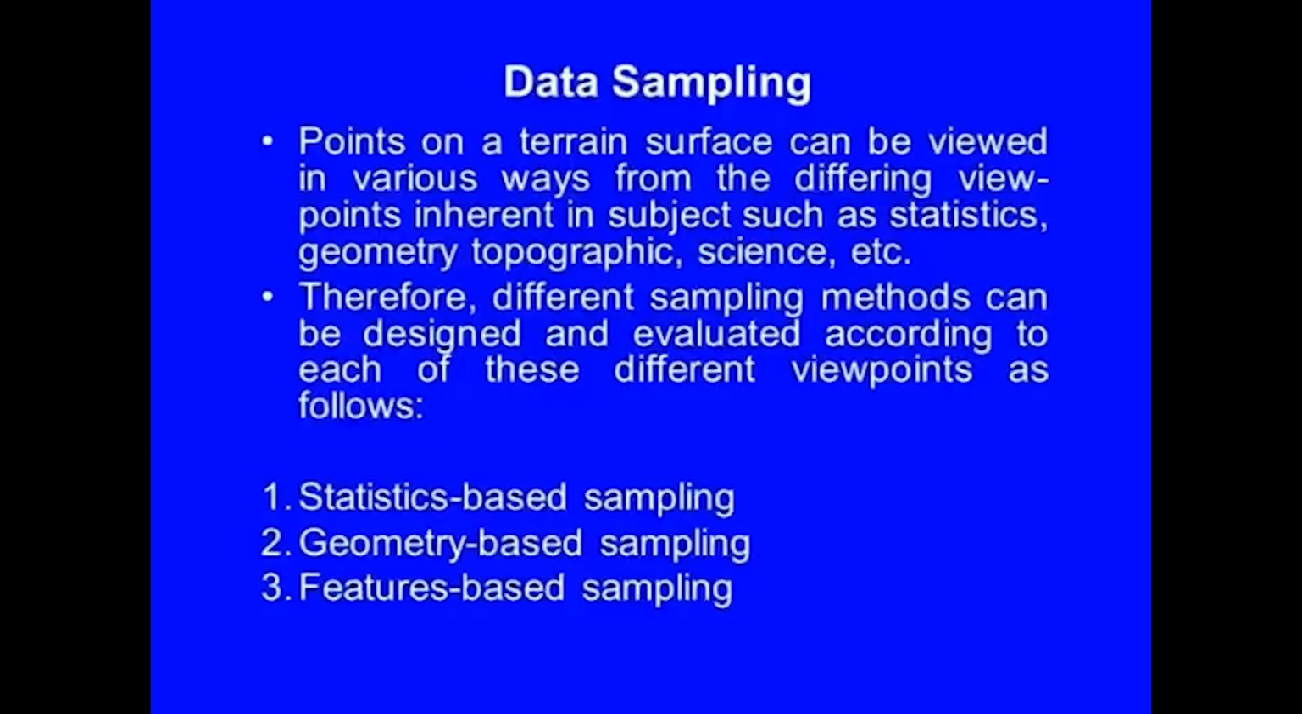One thing which is very important in DEM data collection is data sampling. Points on a terrain surface can be viewed in various ways from the differing viewpoints inherent in subjects such as statistics, geometry, topography, science, etc. Therefore, different sampling methods can be assigned and evaluated according to each of these different viewpoints as follows: statistics based sampling, geometry based sampling and feature based sampling.